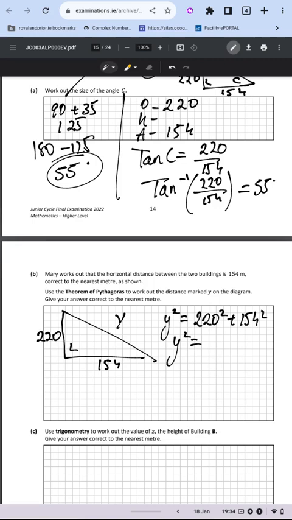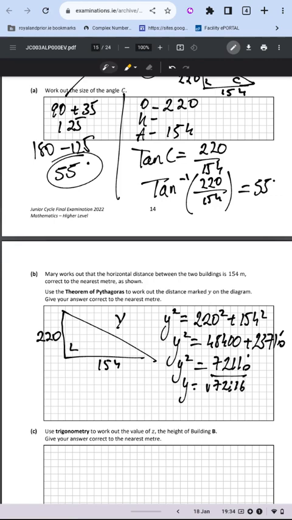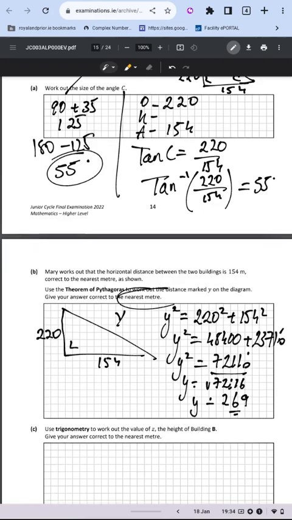Work that out. Add them two together. To work out y, then it's the square root of that. And you get 269 to the nearest metre, which is what it asks. So don't round it unless it tells you.